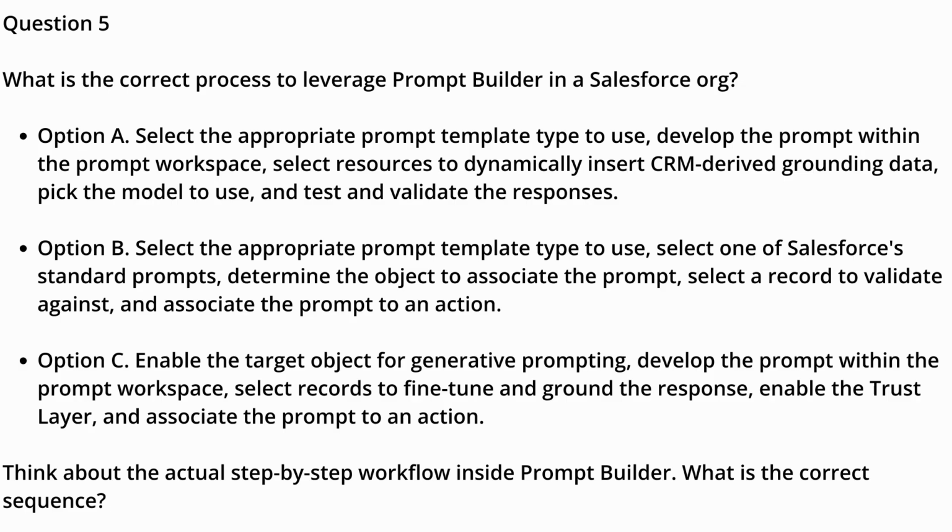Option C. Enable the target object for generative prompting. Develop the prompt within the prompt workspace. Select records to fine-tune and ground the response. Enable the trust layer, and associate the prompt to an action. Think about the actual step-by-step workflow inside Prompt Builder. What is the correct sequence?